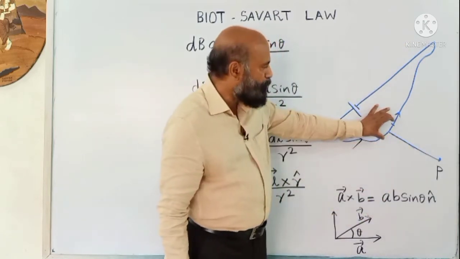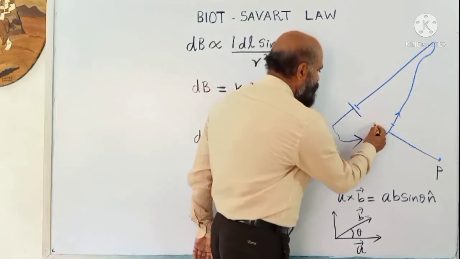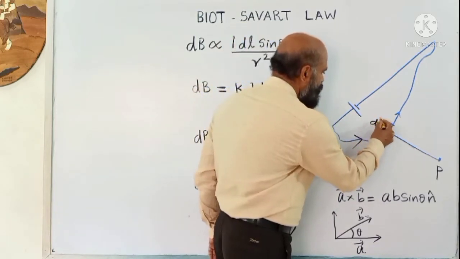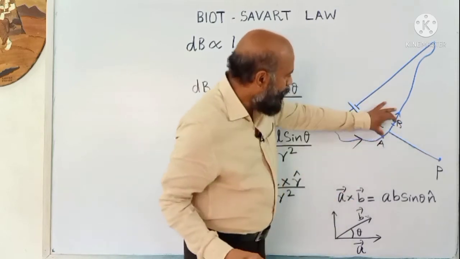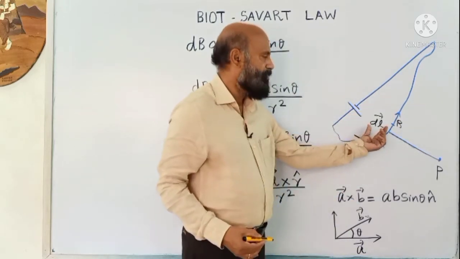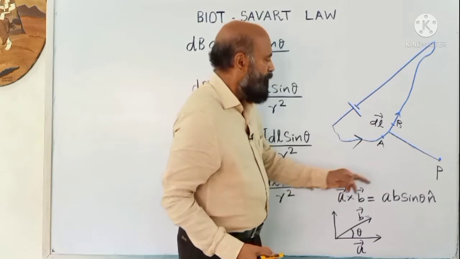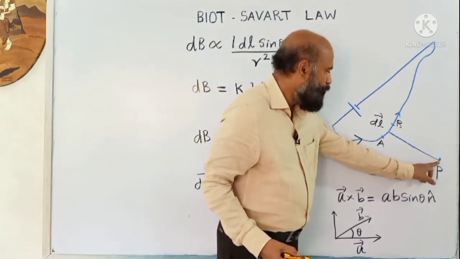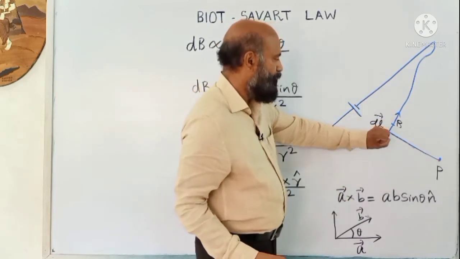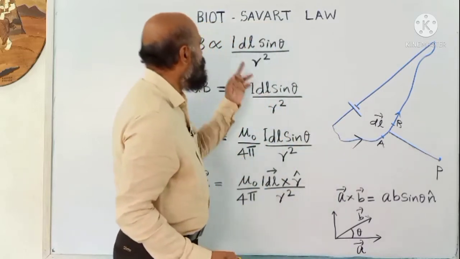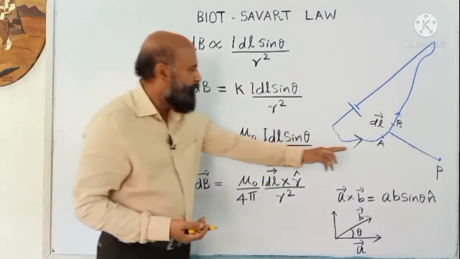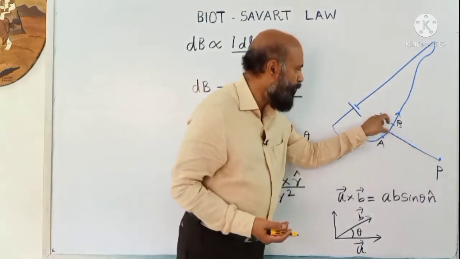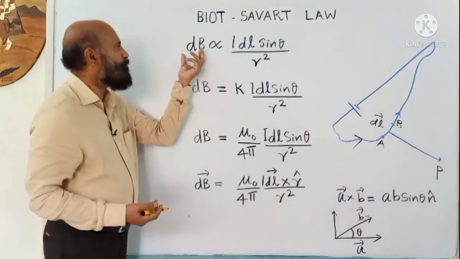So we have to consider a small element, a current element dl. So AB is a small current element of length dl. Then the magnetic field at this point due to this current element is given by Biot and Savart law. Magnetic field here, because of the small current element, is dB.